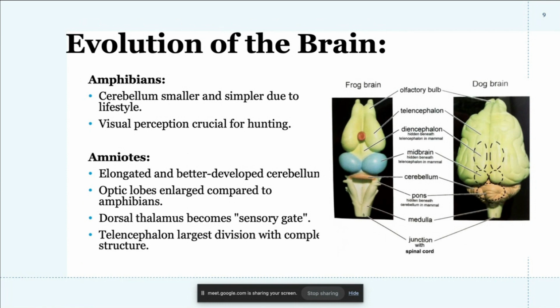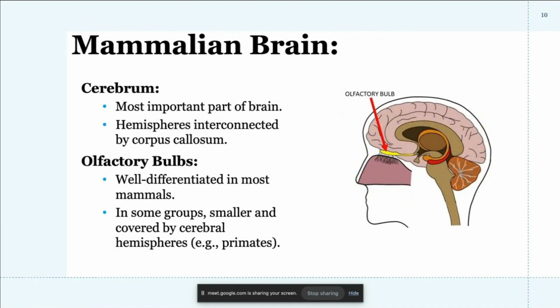And then here we have a picture comparing a frog brain and a dog brain. Of course, the brain of the dog is going to be bigger as the dog would be doing more complex activities than the frog. Okay, then the mammalian brain. Our brain is, of course, the most complex. We have our cerebrum, which is the most important part of the brain. And then we have both our hemispheres, which are connected by the corpus callosum.